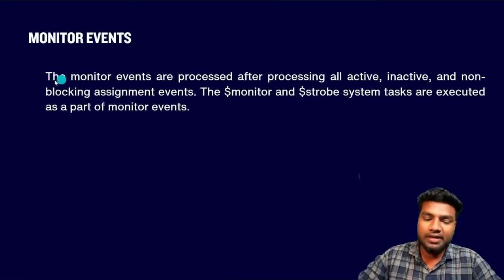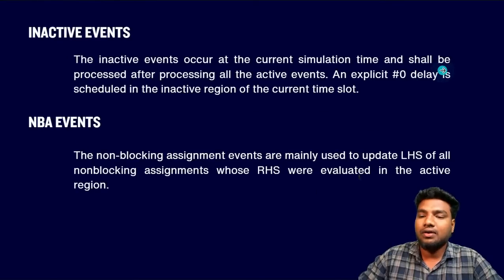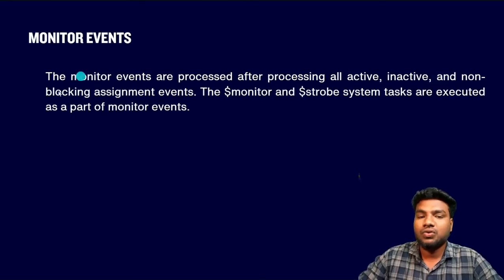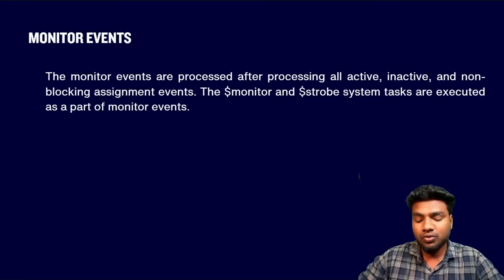So these are the regions we have in Verilog: active, inactive, NBA and postponed. This is a very important thing you have to know about Verilog region timing, because based on this you can understand how code is executed.